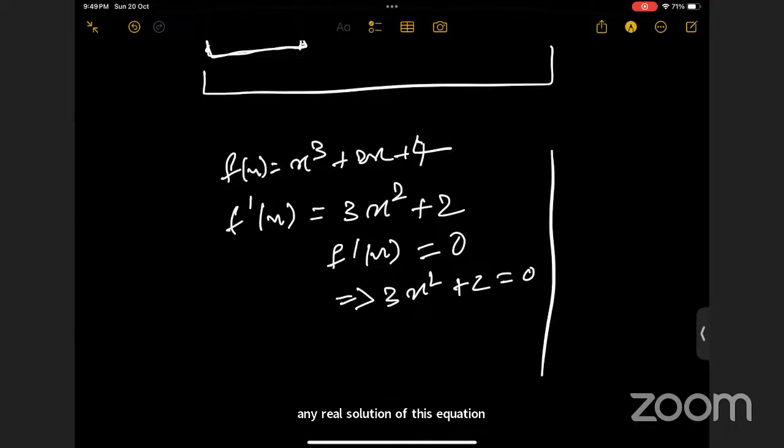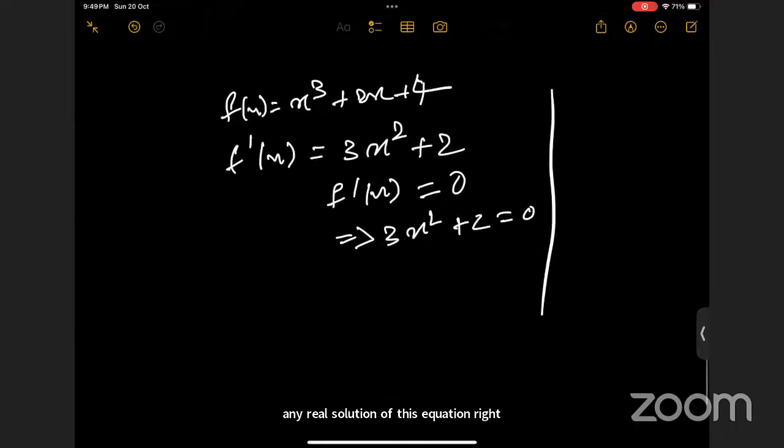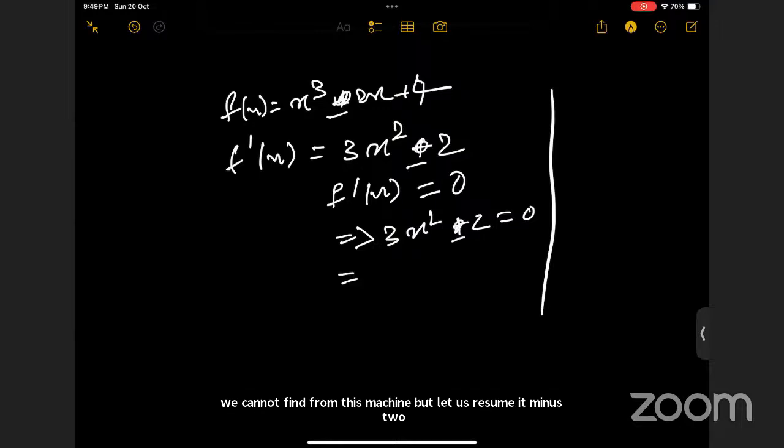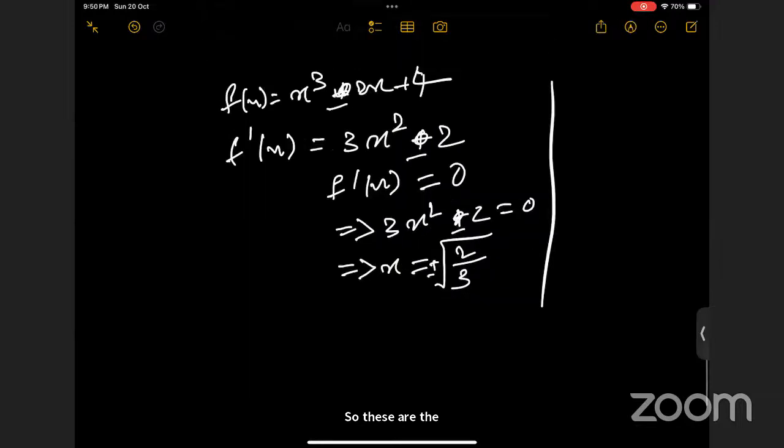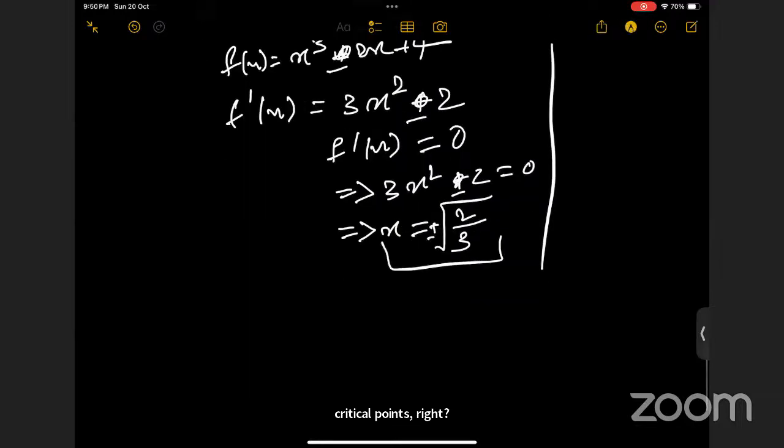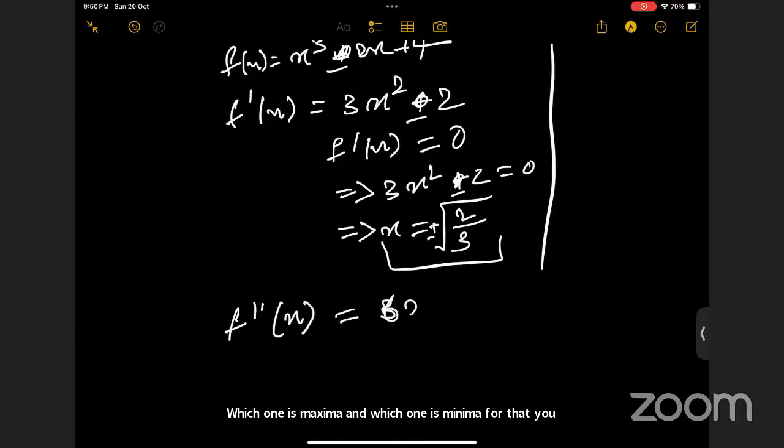So here we cannot find any points from this equation, but let us assume it is 3x squared minus 2, okay? Then the critical points are plus and minus root of 2 over 3, plus 1. So these are the critical points, right? Okay. Now you have to check which one is maxima and which one is minima. For that, you have to calculate f double dash x, which is 6x, right?